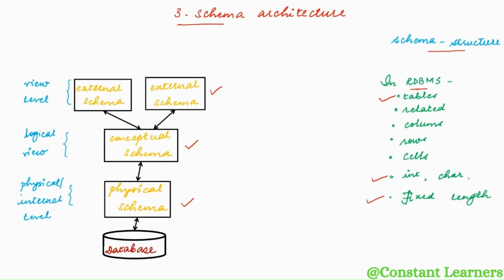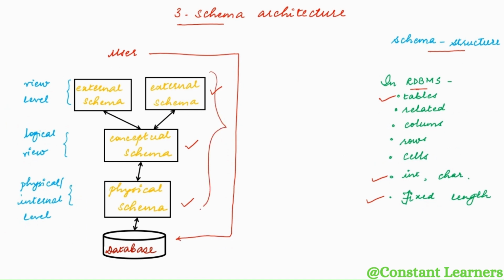Now, why exactly do we need a three schema architecture? See, the user is sitting here, and the database is here. The user wants to access the data inside this database. If you see, we have three different levels between the user and the data. So, what exactly are we trying to do? We are trying to completely separate the user application from the database, so the data will be continuously available for the user. Whenever the user wants to request or access some kind of data, it will be made available to him.